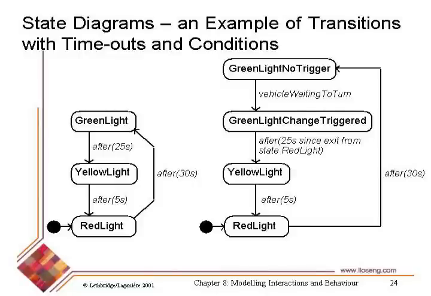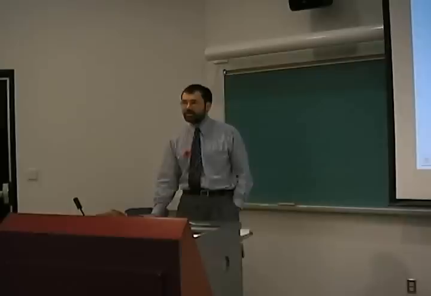Let's take a look at the one on the right. We've added a few details here. On the right, we again are modeling traffic lights, and we again go to the red light state. After 30 seconds, we again go to green light. But this says green light, no trigger. It's a special light that is designed to allow traffic to turn a corner. Normally speaking, we're going to stay in green light, no trigger until we get the event vehicle waiting to turn.